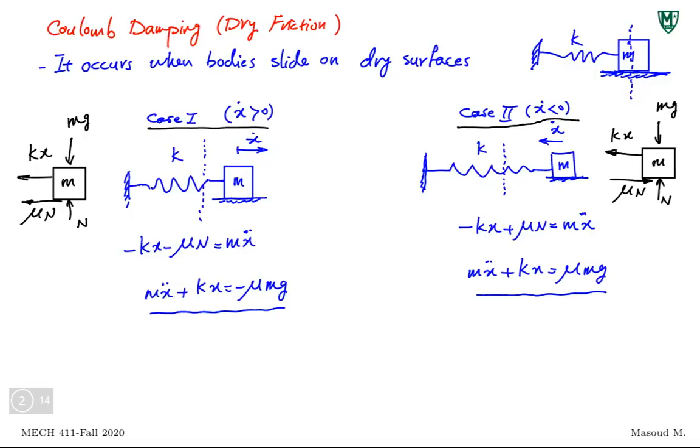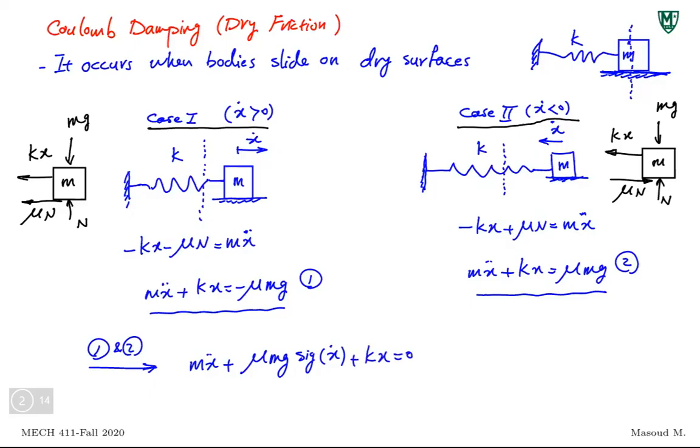Second case. So I get two different equations. If I call this one equation two, equations 1 and 2, I can actually put them together with a little bit of math. It's still a set of two equations, but you can mix them together by saying m x double dot plus mu mg sign, which is a sign function, of x dot, plus kx.